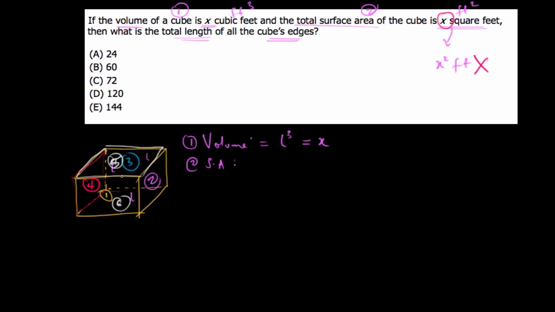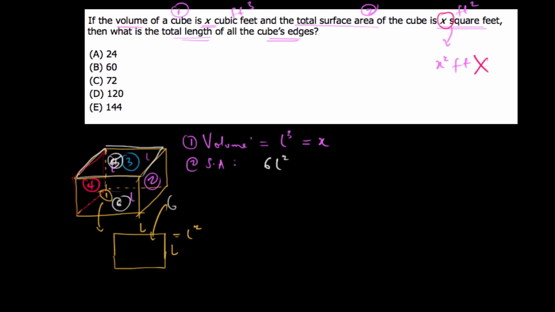If you pick one of the faces, and this side is L, the area of this square is length times breadth, so the area is just L squared. If you're told to find the total surface area of the cube, since it has 6 faces, it has 6 of these, so the total surface area is going to be the sum of all the surface areas. Since we have 6 of them, the total surface area is just going to be 6L squared. That'll be 6L squared.